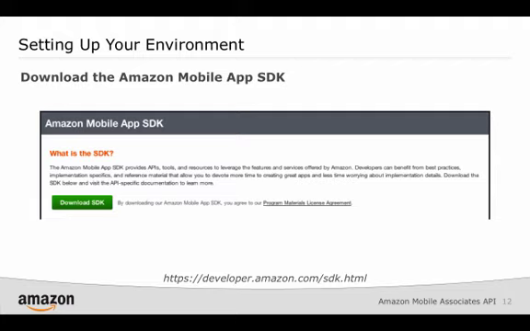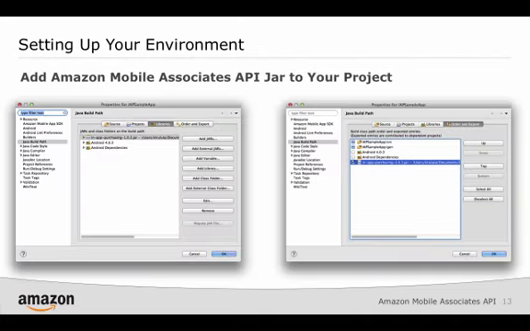To add the Mobile Associates jar file to your project, start by downloading the SDK. Go to the Amazon Developer Portal at developer.amazon.com/sdk.html and download the Amazon Mobile App SDK, which contains the Mobile Associates jar file. In your IDE, open the Java Build Path dialog and select Libraries, add an external jar file. Then click to open the Mobile Associates jar file. Be sure to check the box for order and export after importing the jar file.